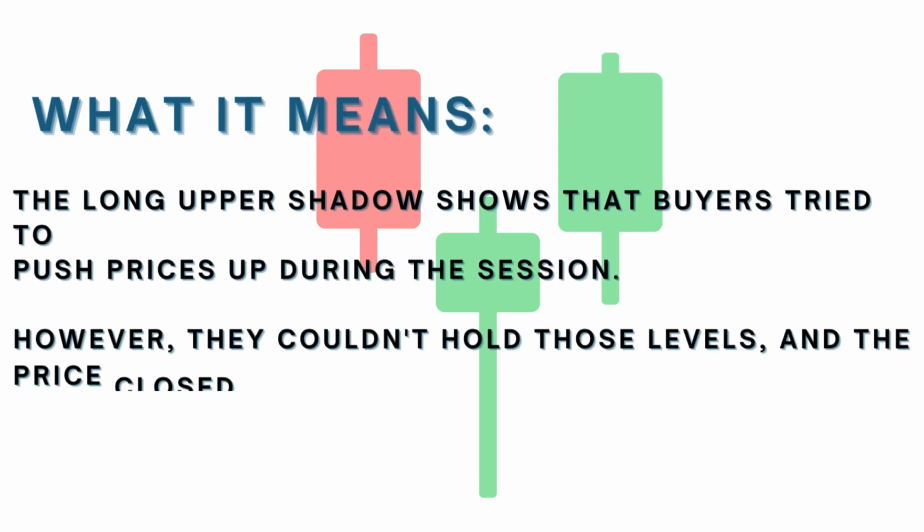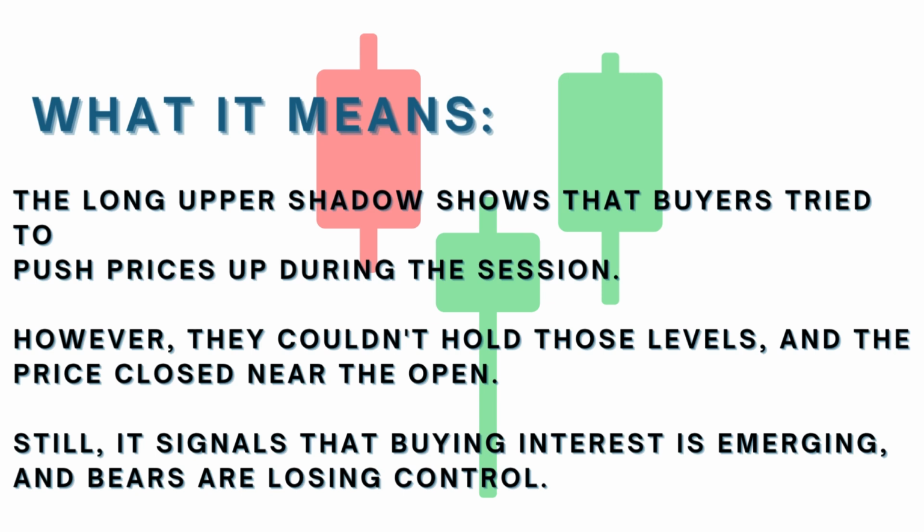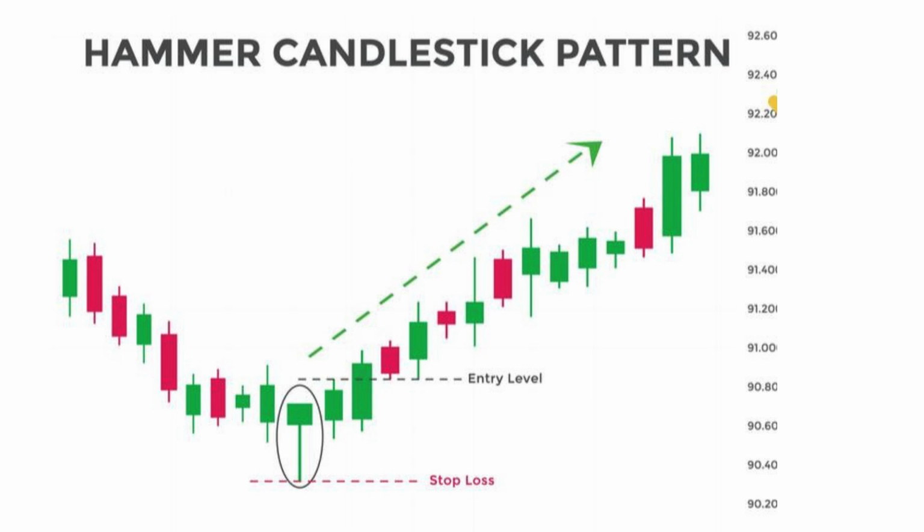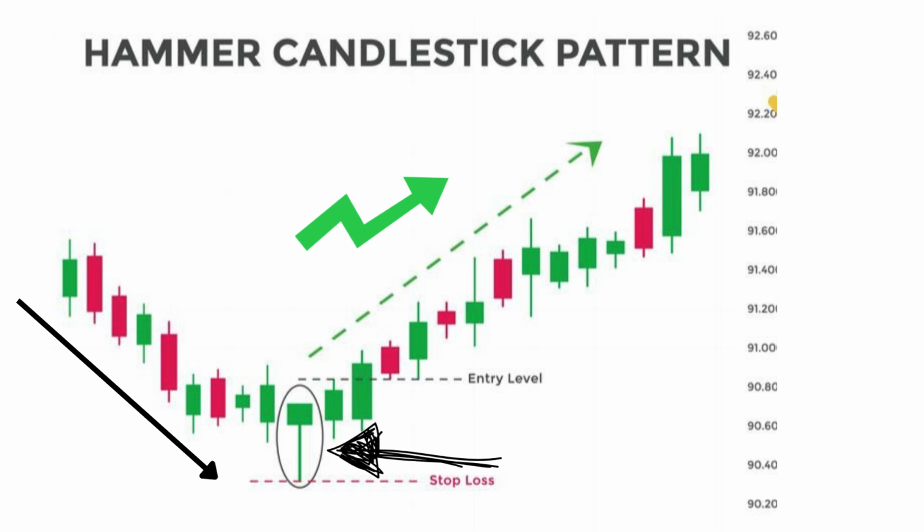What it means: the long lower shadow shows that sellers pushed prices down during the session. However, buyers stepped back in and the price closed near the open. Still, it signals that buying interest is emerging and bears are losing control. Example: this image shows the hammer candlestick pattern, a bullish reversal signal. It appears after a downtrend. The hammer has a small body and a long lower wick. It suggests buyers regained control after selling pressure.